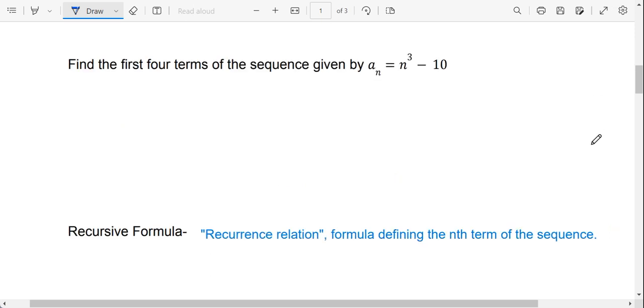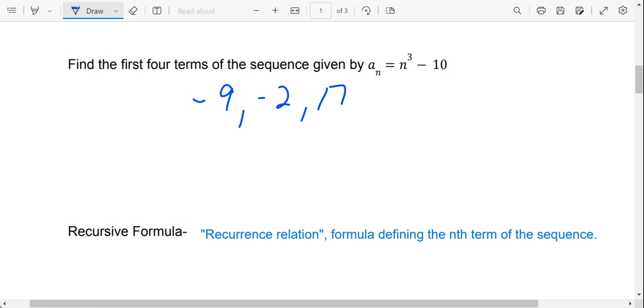Now we find the first four terms of the sequence given by a sub n equals n to the third minus 10. So if we put 1 in, when we say first four terms, when n equals 1, that's the first term. So 1 cubed is 1, 1 minus 10 is negative 9. Second term is when we put 2 into the equation. 2 to the third is 8. 8 minus 10 is negative 2. Then 3. 3 to the third is 27. 27 minus 10 is 17.